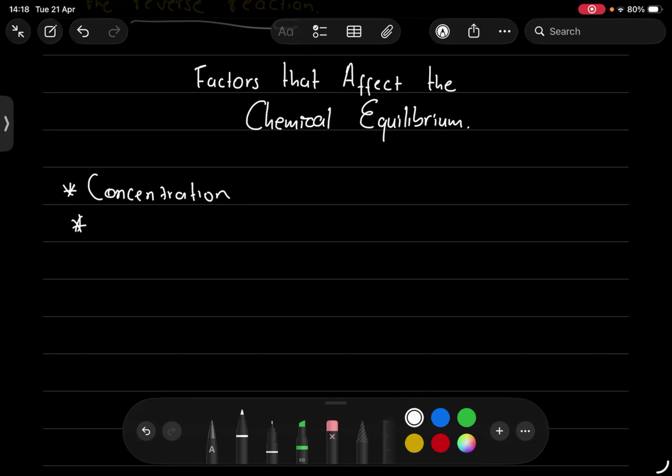Number two, we have to talk about the temperature, and the type of reaction that we are having, whether the reaction is exothermic or endothermic.